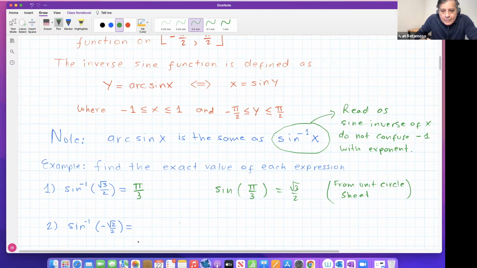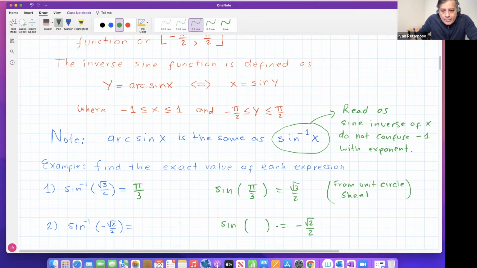Great. Now, here is another one. What should be sine inverse of negative square root of 2/2? Well, let's write it here. Sine of some angle should be negative square root of 2/2.